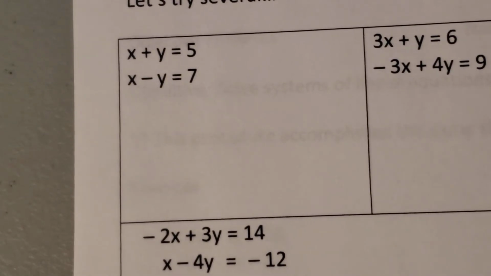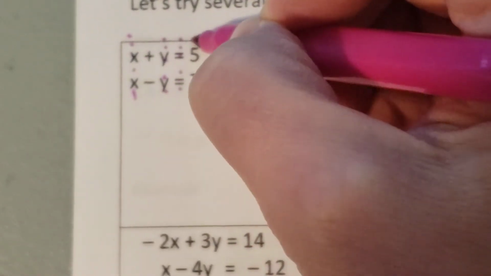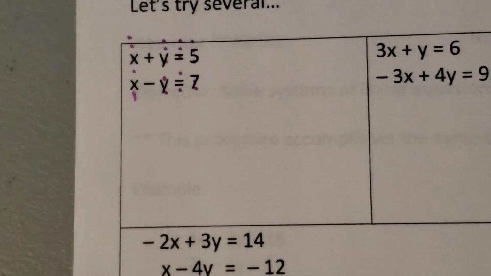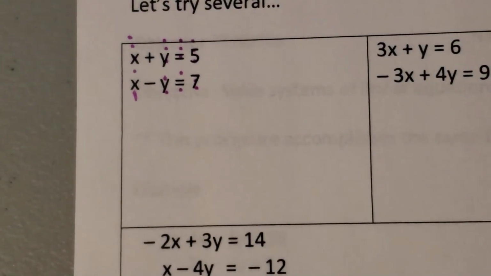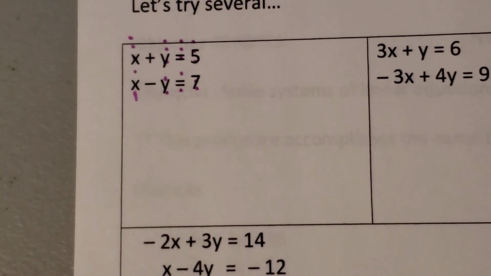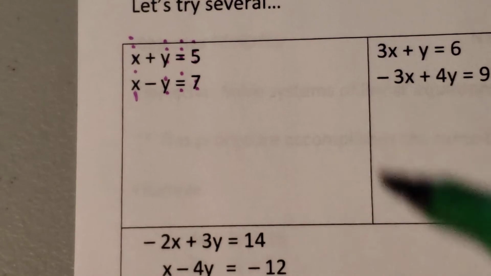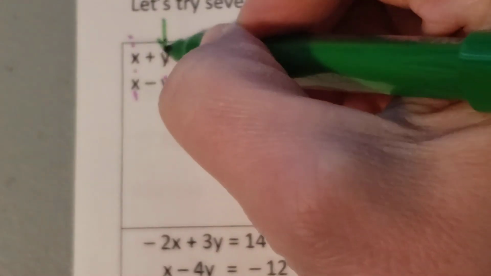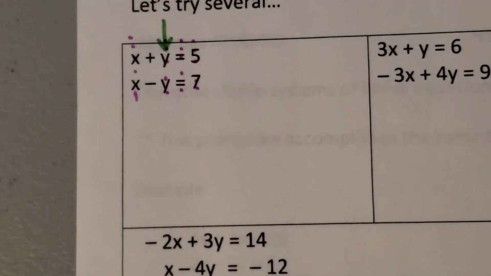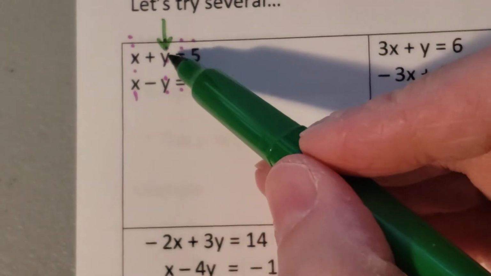Alright, so again, step number 1 is to arrange the equations so that they are in columns. So the x's are over the x's, the y's are over the y's, the equals over the equals, the constants over the constants. Maybe I shouldn't have drawn those little dots over the top, sorry about that. Okay, step 2 is to multiply one or both of those equations so that you have opposites. I didn't have to do that this time.